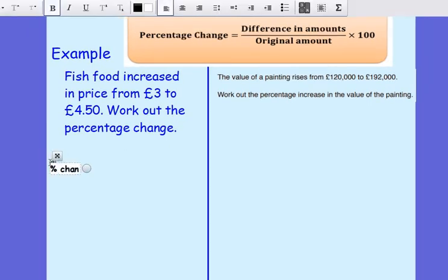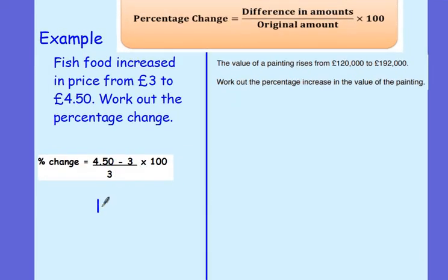Now percentage change, just using the formula above, is going to be the difference in amounts, which in this case is 4.5 take away 3, divided by my original amount. In this case, my original amount was 3. And then multiplying my answer by 100. This in turn is going to give me 4.5 take away 3 is 1.5. 1.5 divided by 3 times 100.